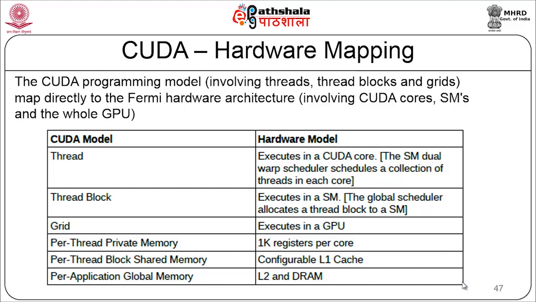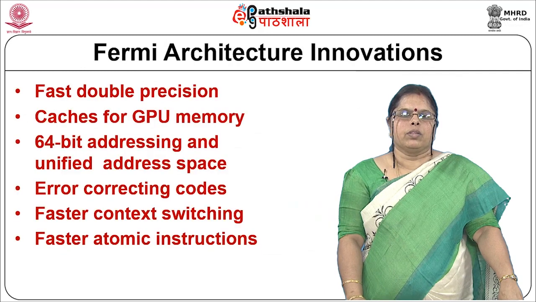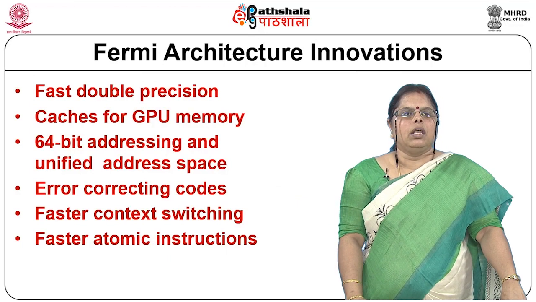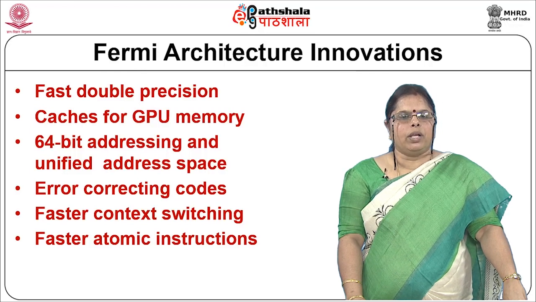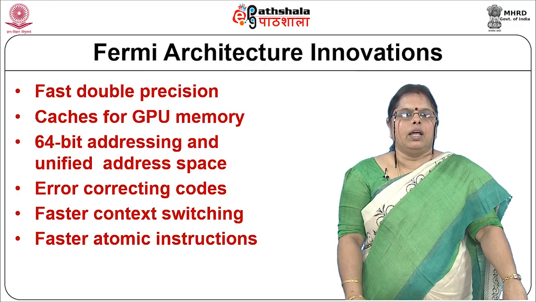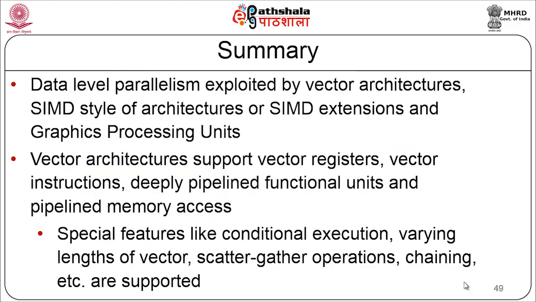Per thread private memory is 1K registers per core. Per thread block shared memory is configurable L1 cache, and per application the global memory is L2 and the DRAM. So, this is how a typical GPU's architecture is. And you also have other innovations with respect to your Fermi architecture like fast double precision operation, caches for GPU memory, 64-bit addressing and unified address space, error correcting codes, faster context switching, faster atomic instructions.